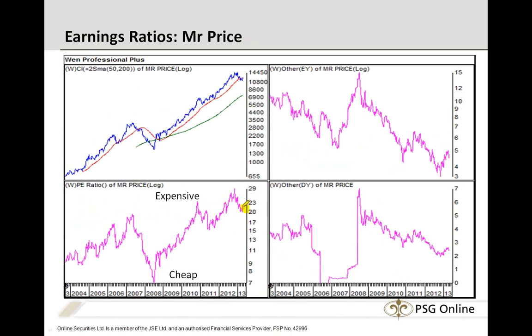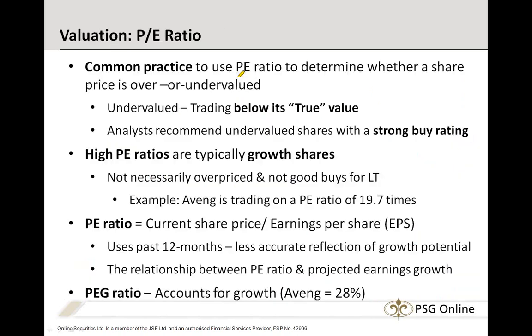Now, if the market is at 17, 18, you can understand that Mr. Price is expensive. But that goes for all the retailers. Okay, they're not cheap right now. They have pulled back. You can see this little movement here from 141 way back to 180, 115, but they're still not cheap. Okay, so when we look at the PE ratio, this is the most common way of determining if the share is overvalued or undervalued.